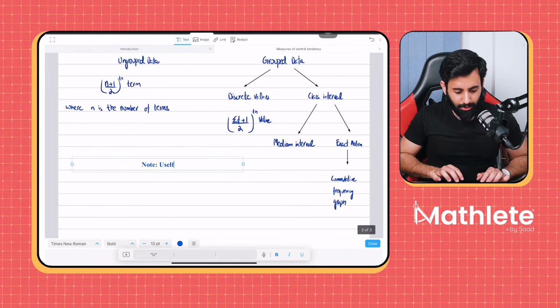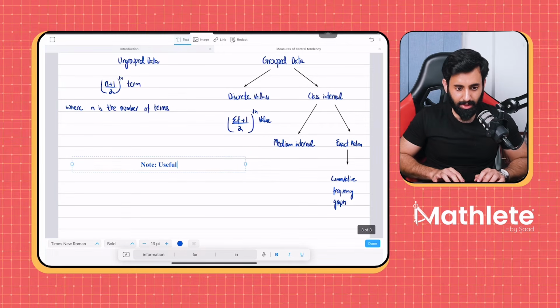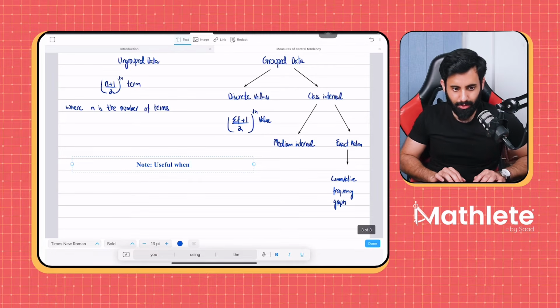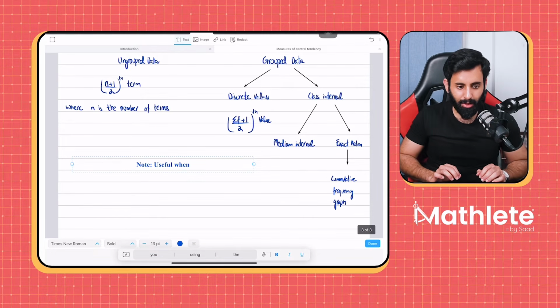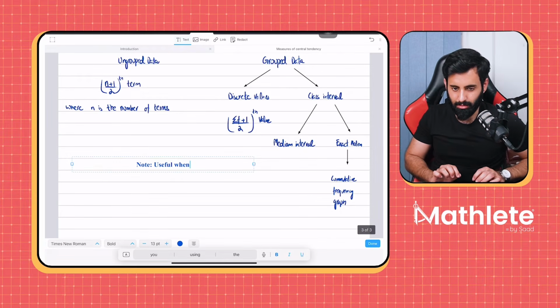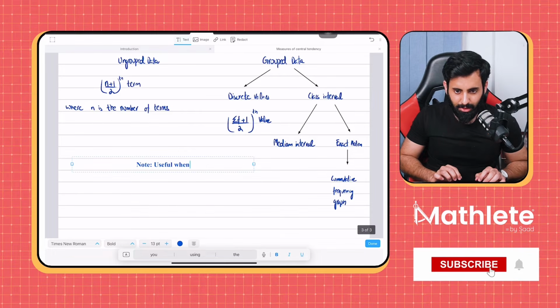It is useful... you guys want to complete the sentence? When is median useful? We've seen the drawback of mean. So how does median stand out?